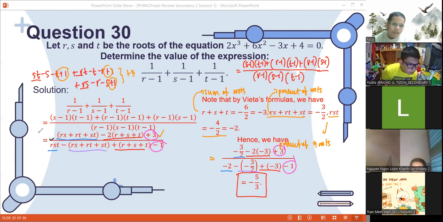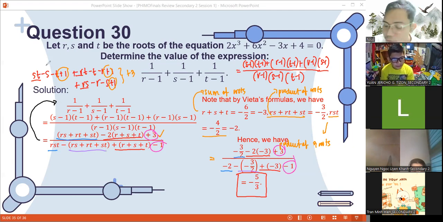This expression here is just an expanded form of the first question, which is the one that we need to solve for the value. So that's very easy if you just know Vieta's formula. Okay, I think that concludes our class.